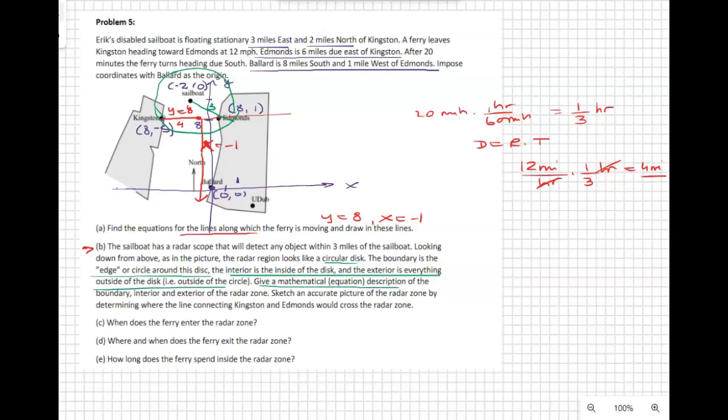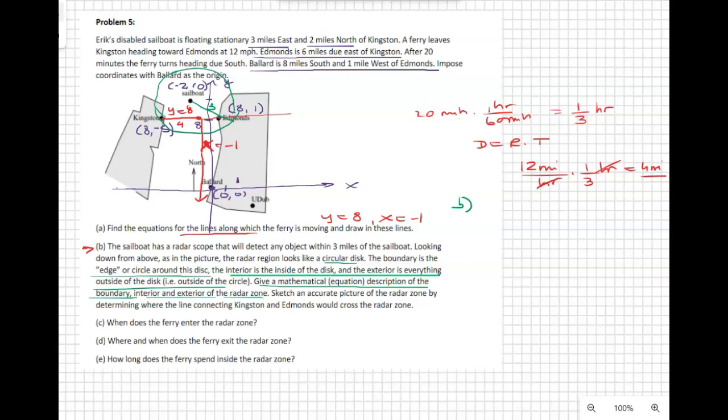Give a mathematical equation description of the boundary, interior, and exterior of the radar zone. Sketch an accurate picture of the radar zone by determining where the line connecting Kingston and Edmonds would cross the radar zone. Let's look at B.